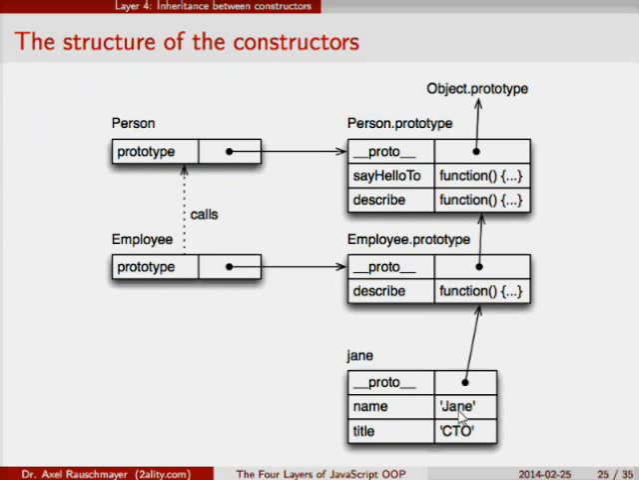And now the structure is a bit more complicated, and you have the newly created constructor employee that has an instance prototype, and we can see the inheritance in two places. On one hand, employee calls person in order to set up the instance data properly. On the other hand, employee.prototype has person.prototype as a prototype. Okay, a lot of prototypes in there, but the diagram should make it clear.